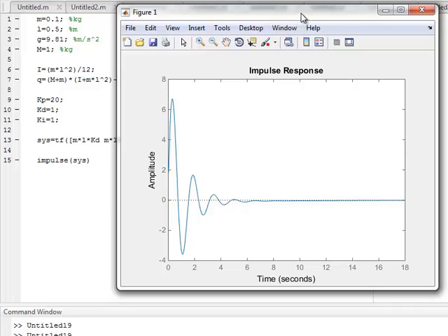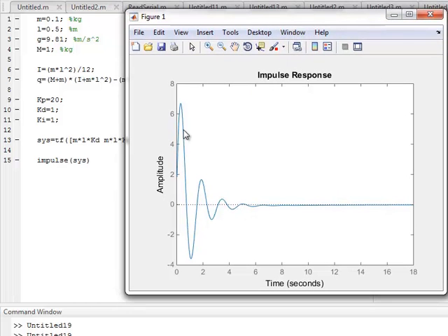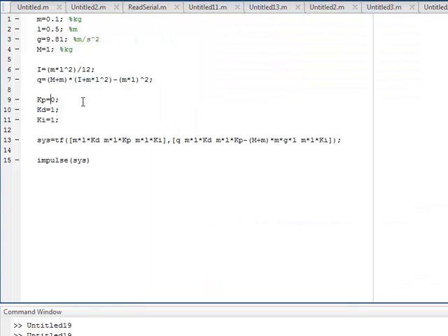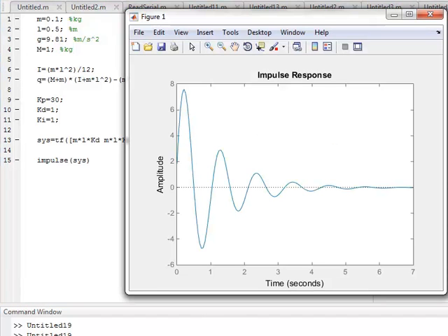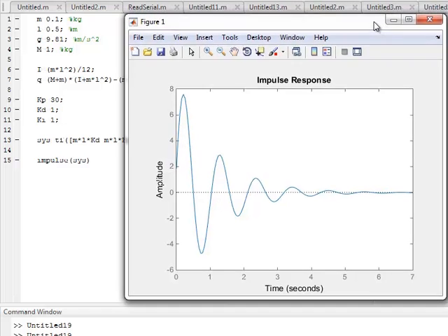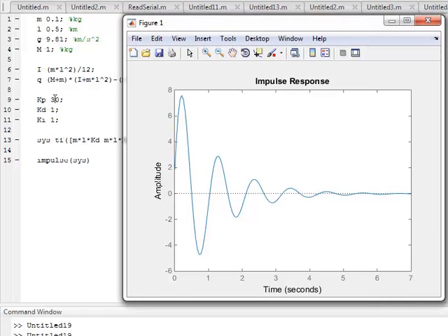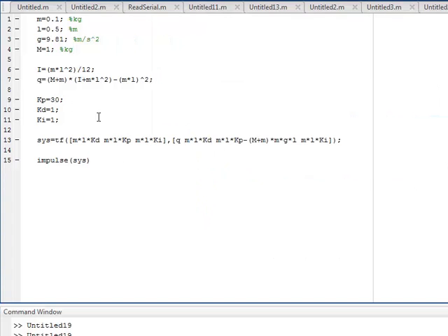What would happen if we increased Kp even more? Let's make Kp 30. Did our response get better, or did our response get worse? When you are trying to find gains for a controller, you want to take note of whether your change made a positive improvement or a negative improvement.